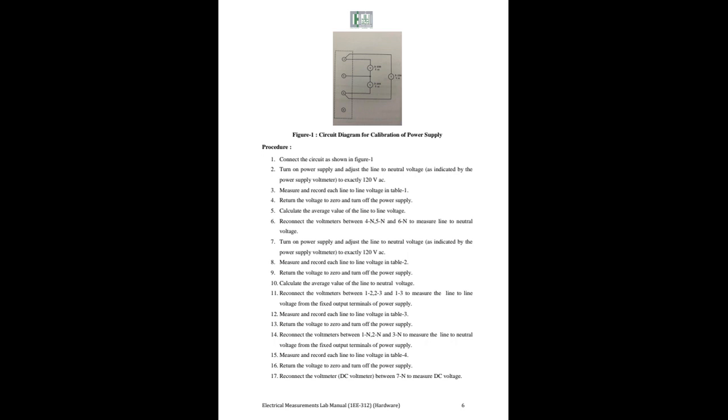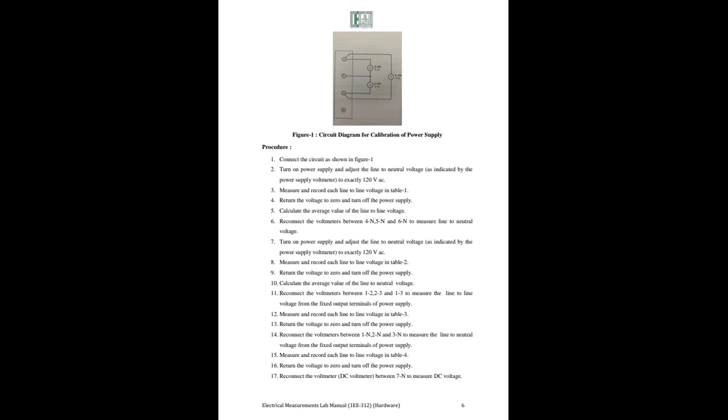We will measure this line voltage, and there will be a standard meter on the board which will measure the actual voltage. First we connect this circuit, turn on the power supply, and adjust the line to neutral voltage to exactly 120 volts. When you set the line to neutral voltage to 120, the line to line voltage will be 208. Then we measure and record each line to line voltage, return the voltage to 0, turn off the supply, and calculate the average value of the line to line voltage.